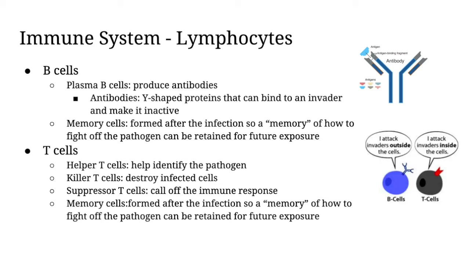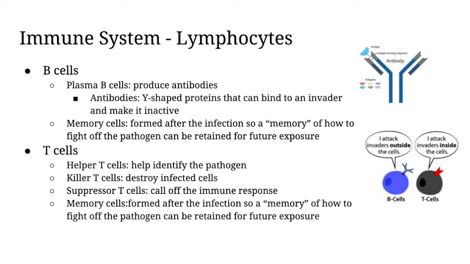And there are memory B cells. There are also memory T cells formed in a similar way. For T cells, we have several different kinds. There are helper T cells. They are called helper T cells because they help to identify what the pathogen is, to kind of pass along some information to the other T cells. If there are cells, the person's body cells that are filled with, we'll say a virus in this case, killer T cells are able to inject chemicals into the infected cells and destroy them. Another name for killer T cells is cytotoxic T cells. They're the same thing, just different names.